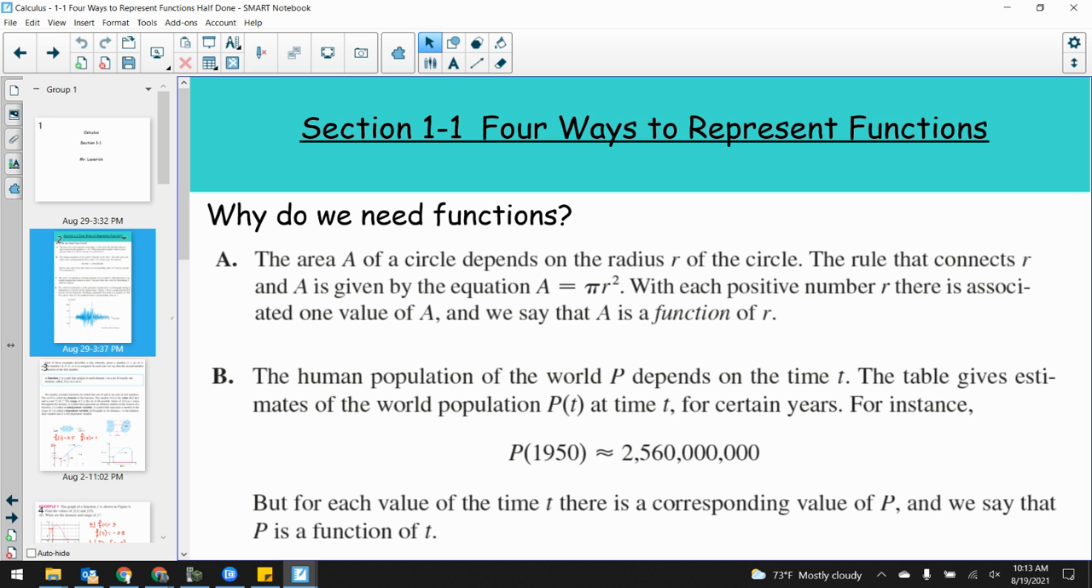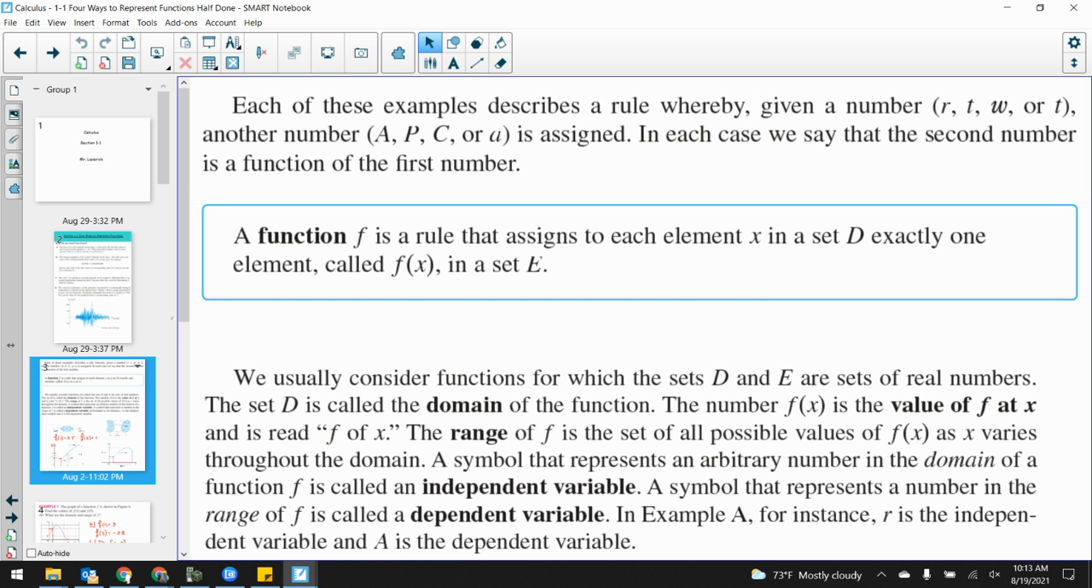All right, so what were we talking about in section 1-1? The title is 4 ways to represent functions, but in my mind it's a lot of review about functions. What does it mean to be a function? What are the things that we can define about functions? Remember, functions are ones where each element in the domain maps to only one element of the range. Domain is my x values, the range are the y values. Domain is x, range is y, independent variable is x, dependent variable is y. Things always depend on their independent variable.